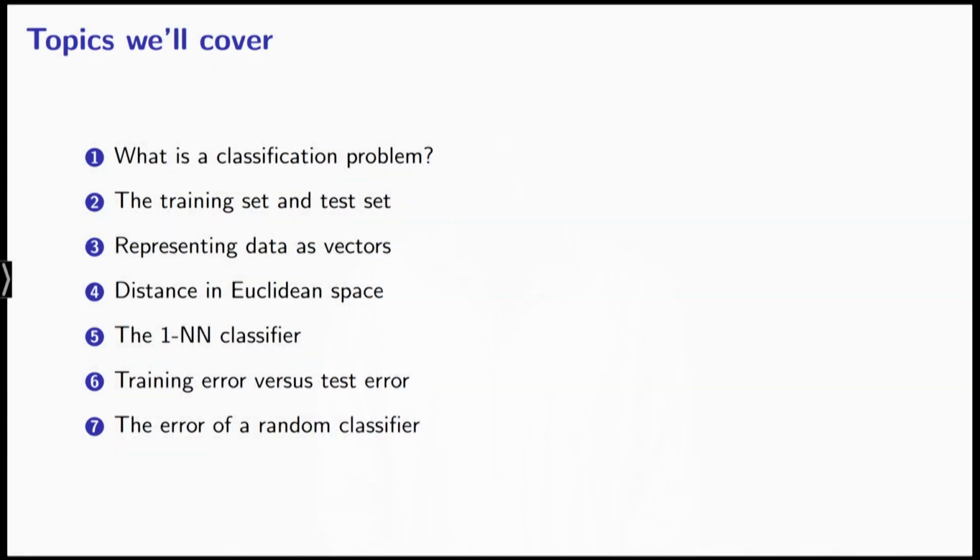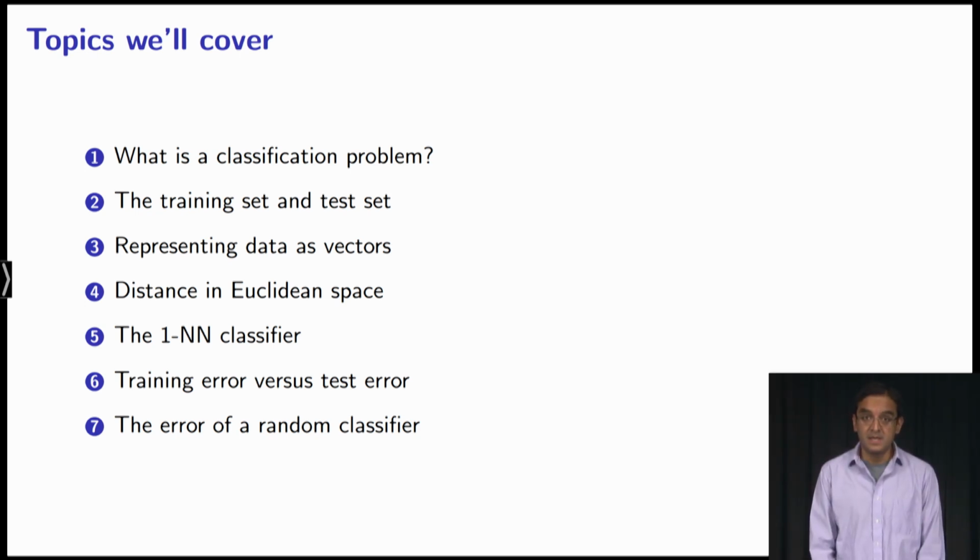Today, we will get a feel for machine learning by looking at one of the oldest and most enduring methods of classification, nearest neighbor. So we'll use this as a way to introduce the notion of a classification problem, and also to introduce some basic machine learning terminology like training set, test set, training error, test error. We'll see how data can be represented as vectors in Euclidean space, and how to compute distances between these vectors. All of this will give us the background we need to put the one nearest neighbor classifier to work.